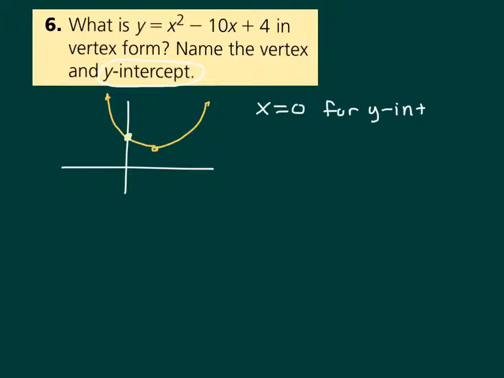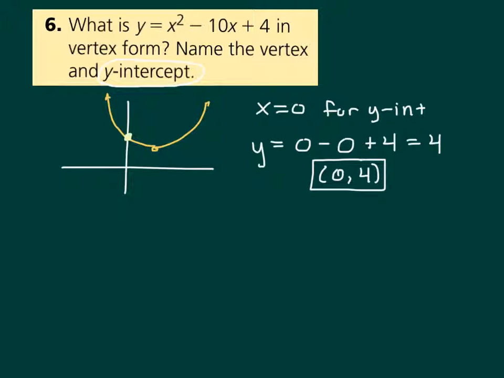So when you do this in standard form, it's 0 squared minus 10 times 0 plus 4. So the y-intercept is 4, which is the point (0, 4). So finding the y-intercept is the easiest thing to do first in this problem. Then we are going to rewrite it in vertex form by completing the square.